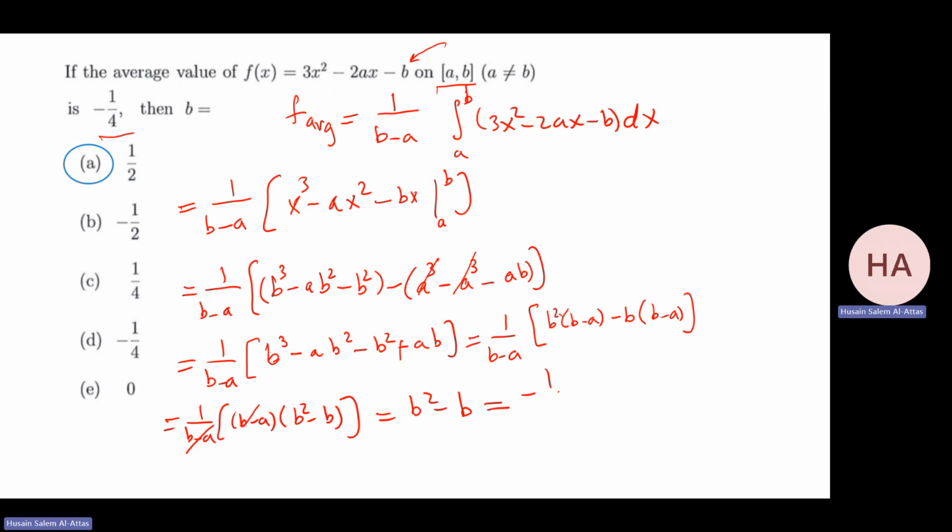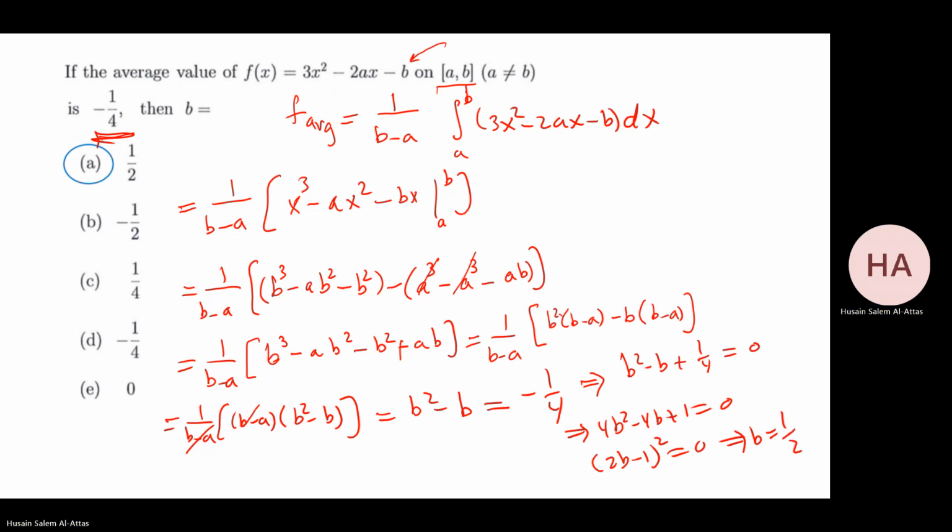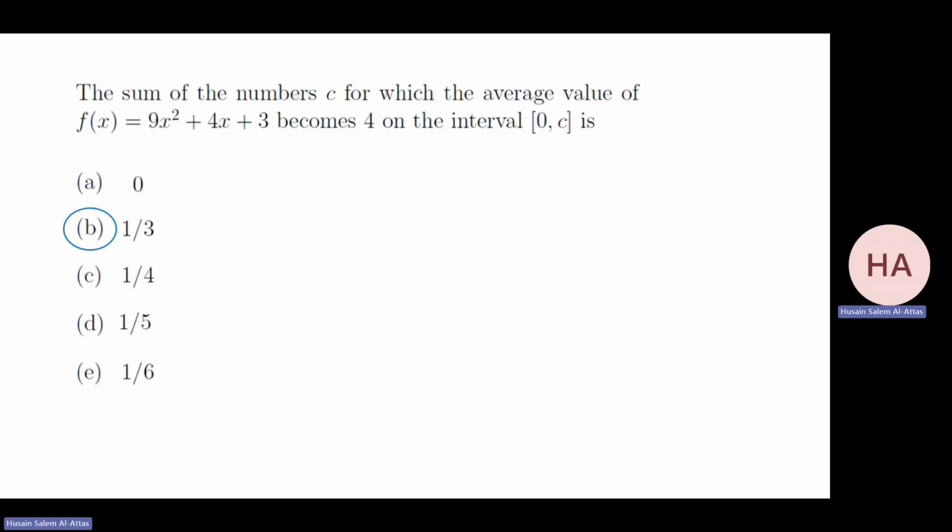And that should be equal to minus 1 over 4, as he said. Now I'm solving for b. Multiply by 4, take this to the other side. I'm getting 4b squared minus 4b plus 1 equals 0, which is 2b minus 1 squared equal to 0. So b equals half. Same idea, but it's a matter of calculations now.